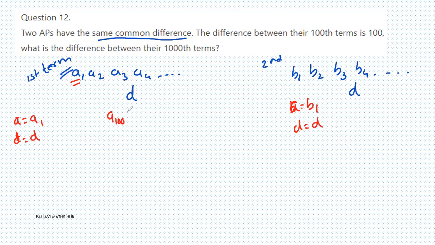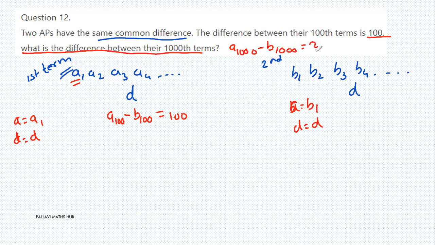Difference means what? Minus, right? A100 minus B100 is equal to 100. I will write this one. Okay. The difference between their 100th term, difference means minus: A100 minus B100 is equal to 100. Next, what is the difference between their 1000th term? Okay, you need to find out the difference between the 1000th term, meaning A1000 minus B1000 is equal to question mark. You need to find out this one.